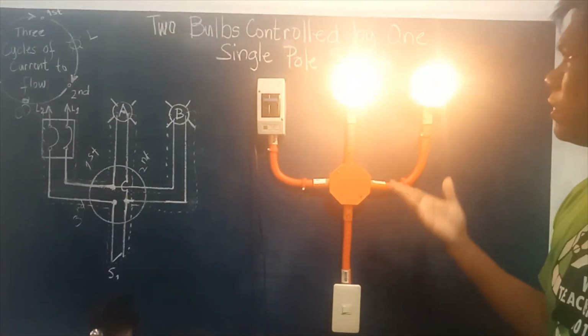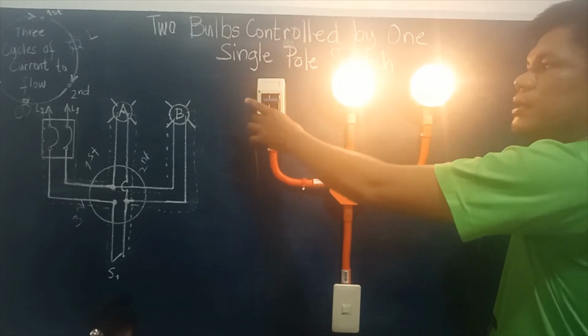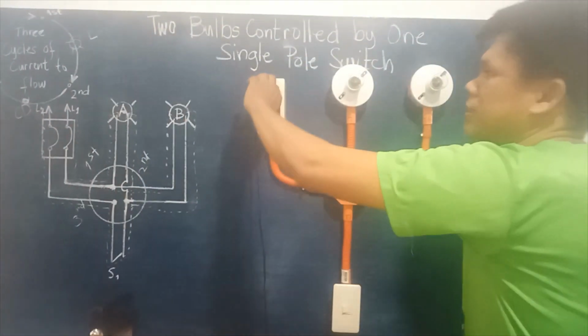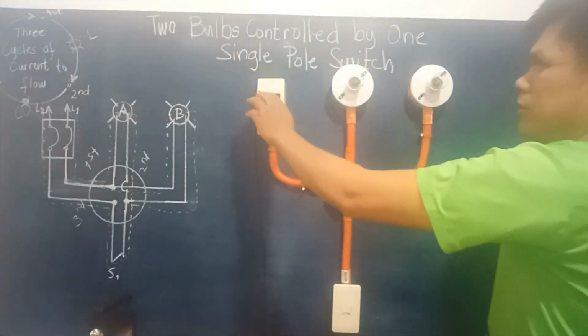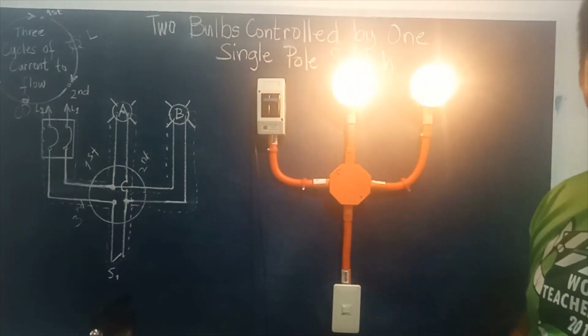So, halimbawa, naka-switch on siya, may emergency, pwede natin papatayin dito gamit ang ating circuit breaker. Off. Switch on naman sa taas. Ayan. Off naman dito sa ating switch. On. Off. On. On dito guys.